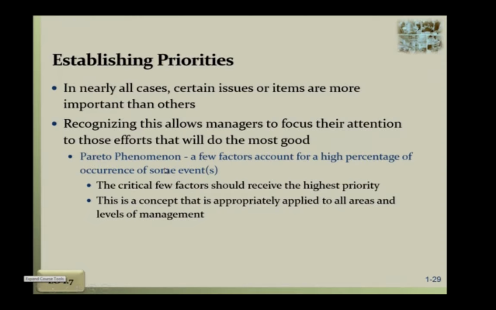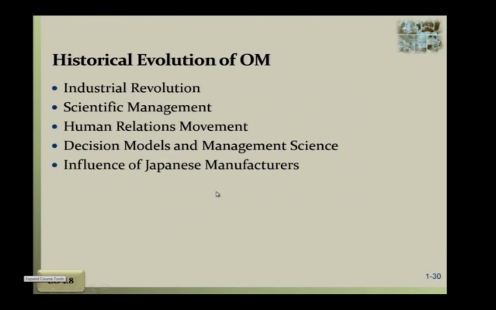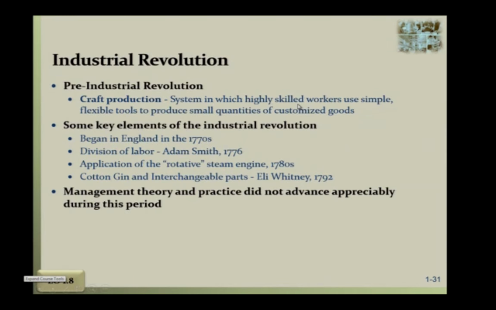So know about the critical few and trivial many, or later we named it important many, and that's basically to divide our critical factors into the very important ones and not very important factors. Historical evolution of operations management, starting from the Industrial Revolution, scientific management, human relations management, decision models, and influence of Japanese manufacturing. I'm just going to go over this very quickly.